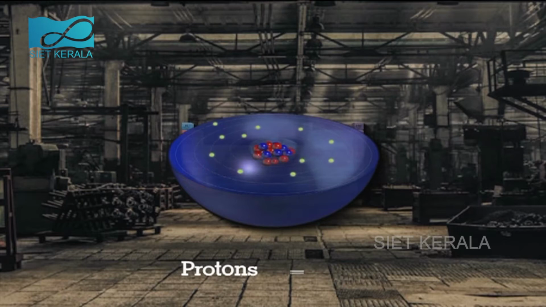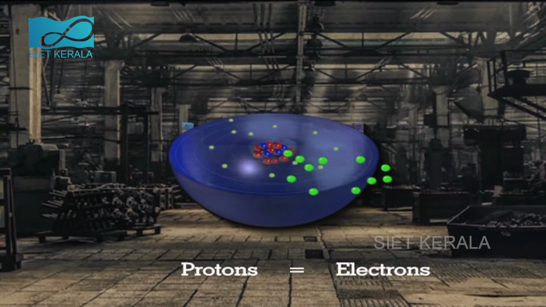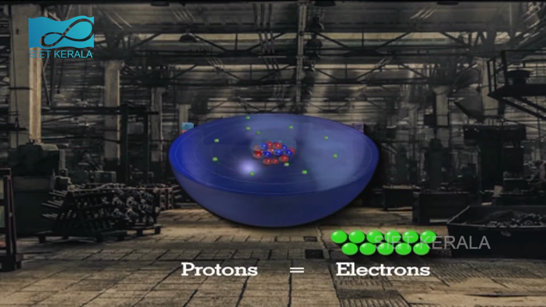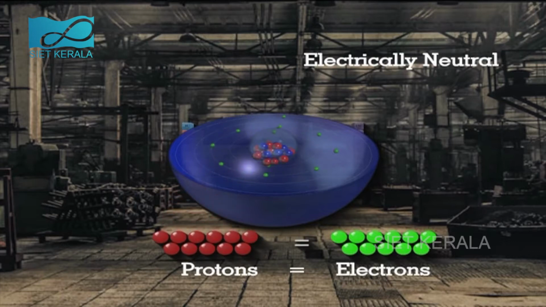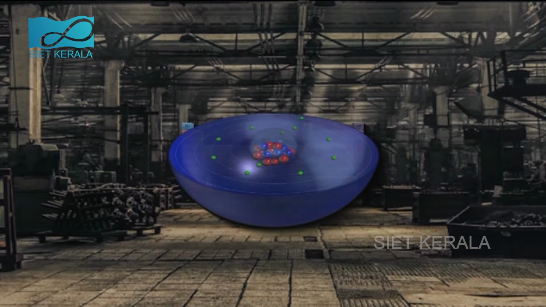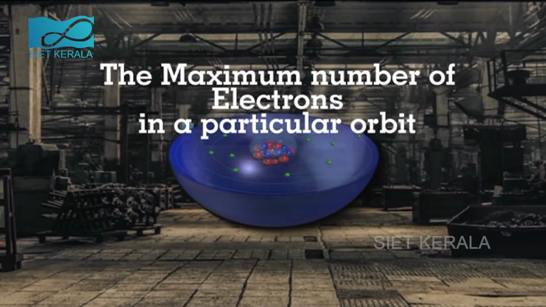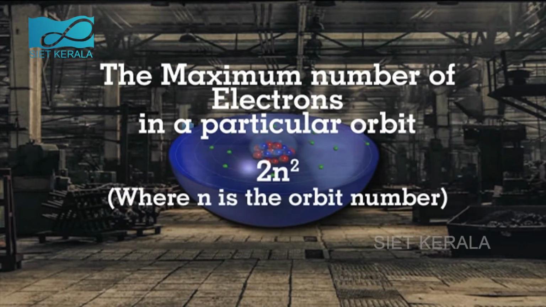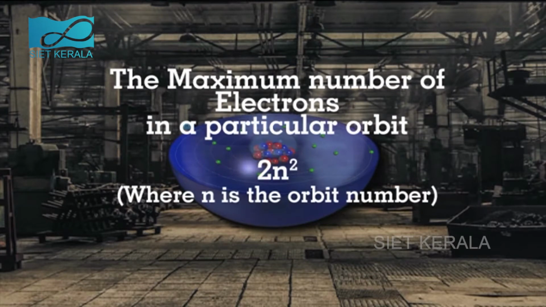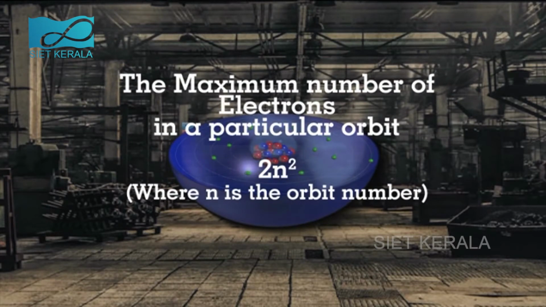Please note that the number of electrons in an atom is always equal to the number of protons. This makes an atom electrically neutral. Every orbit has a certain capacity to accommodate electrons. The maximum number of electrons that can be accommodated in a particular orbit is determined by the formula 2n², where n denotes the orbit number.